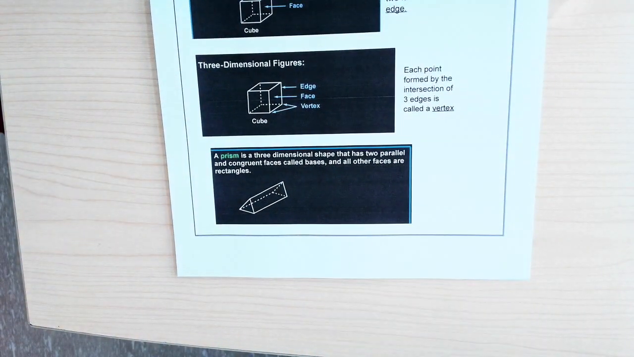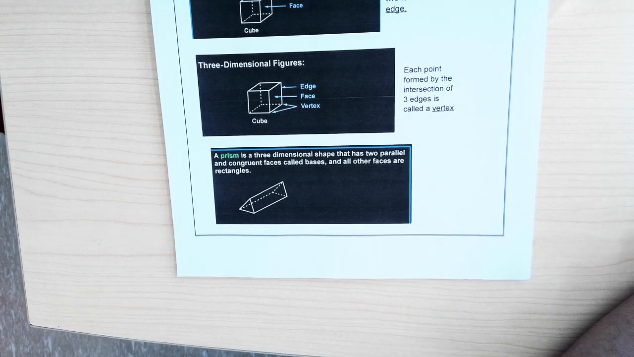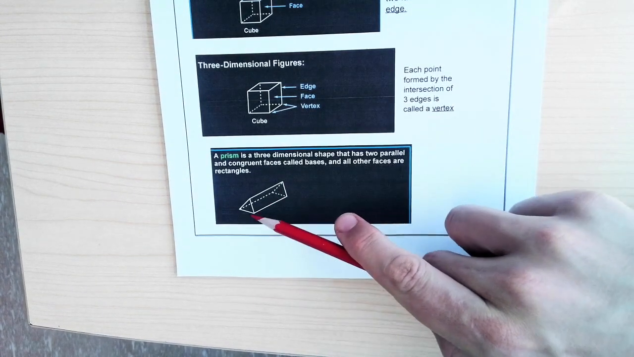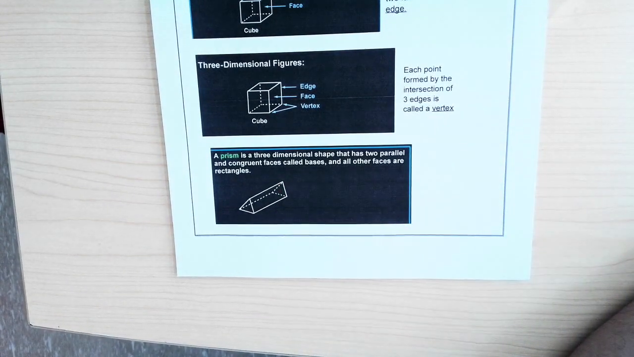And a prism is a three-dimensional shape that has two parallel and congruent faces called bases. All other faces are rectangles. Remember, a base is the surface the solid object stands on, or the bottom line of a shape, such as a triangle or a rectangle. But sometimes, the top is also called a base, when it's parallel to its bottom. So the bases in this case are triangles.